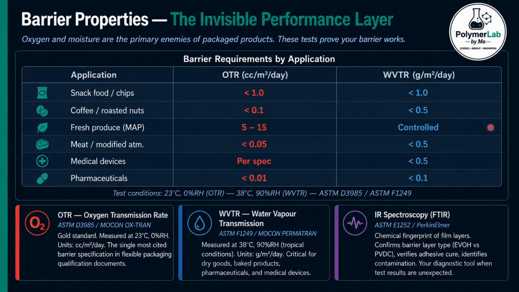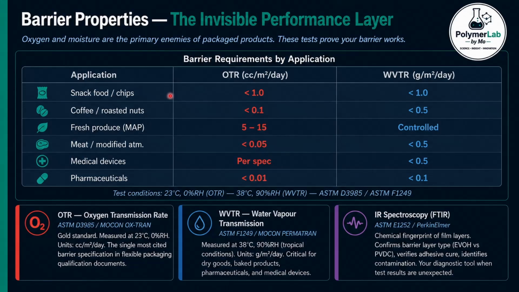Look at this table. OTR, oxygen transmission rate, in cubic centimeters per square meter per day, and WVTR, water vapor transmission rate, in grams per square meter per day. These are the two fundamental barrier specifications. For a snack food, chips, crackers, you need an OTR below 1 cubic centimeter.